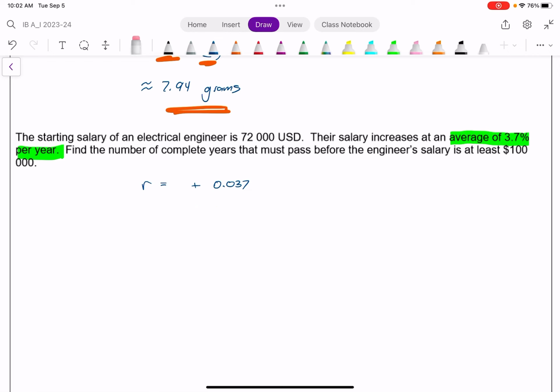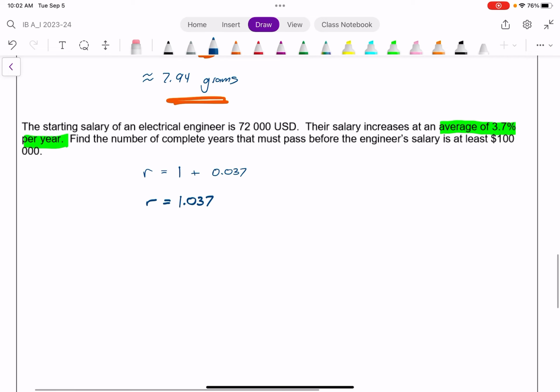But instead of thinking of it as percentages, instead of having that divide by 100, I'm thinking of it as decimals. And so this R becomes 1.037. So every year I'm going to multiply by 1.037, and that's the same as adding 3.7%. And so this time, though, I'm not asking for this person's salary after a certain number of years. I'm asking how many years will it take until they're making at least $100,000.